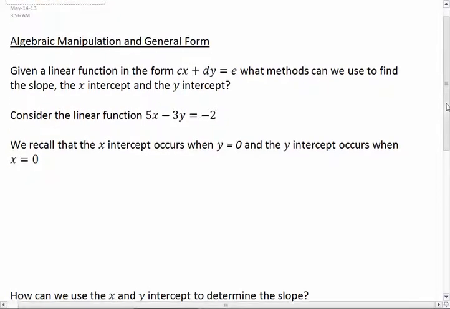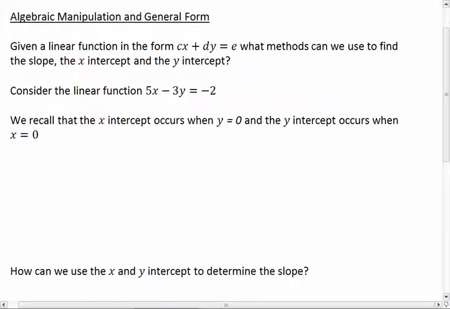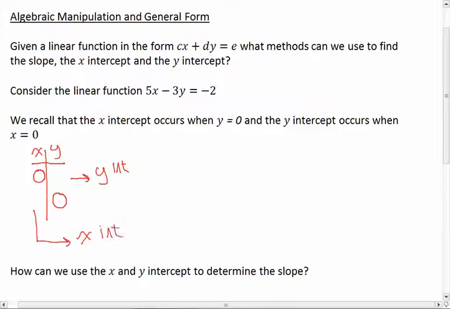So when we're looking at general form, we're going to use a table of values. So we want to find out the x and y intercepts, and that's the first thing we can find out. So remember, your y-intercept occurs when x is equal to 0, and your x-intercept occurs when y is equal to 0. So what I want you to do now is use substitution, 0 in for x to find the y-intercept, and 0 in for y to find the x-intercept.